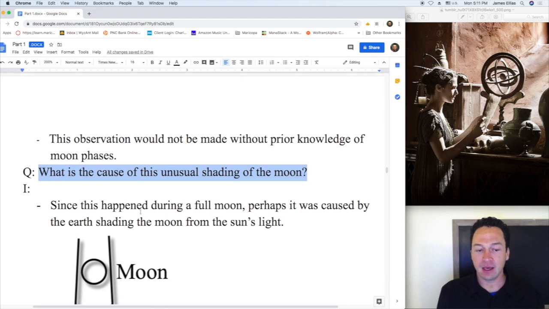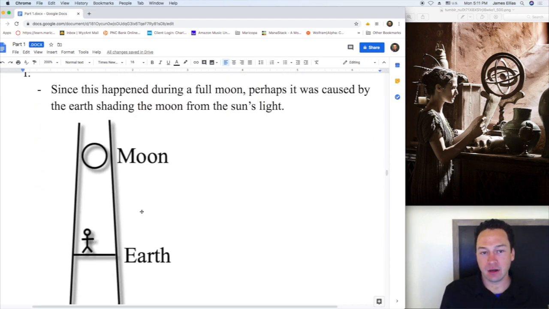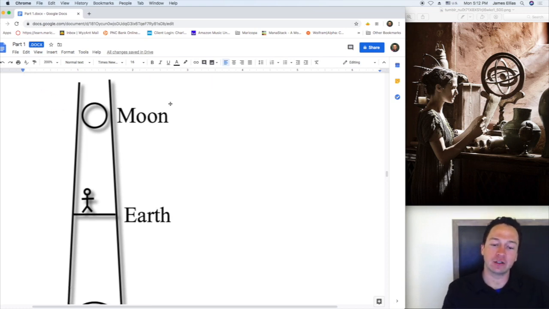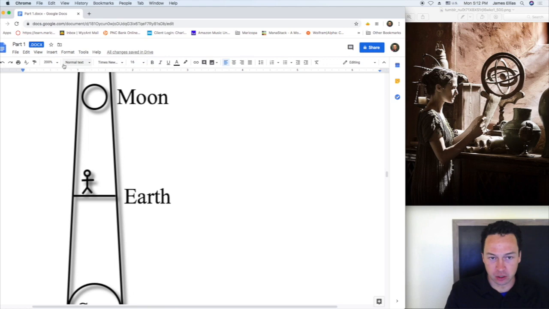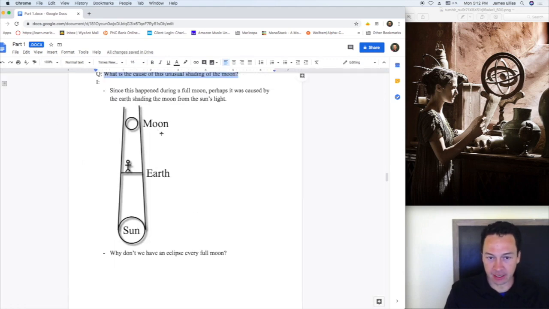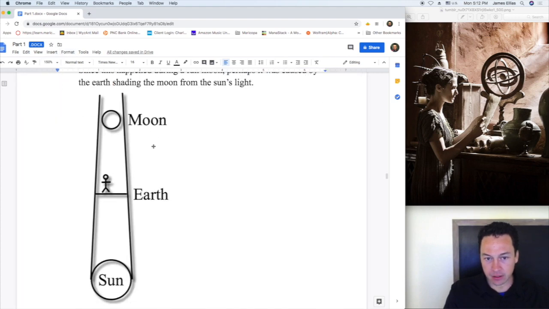Okay, and here's what the nameless Greek genius, let's call him Anthropoclitus again, came up with. Since this happened during a full moon, perhaps it was caused by the earth shading the moon from the sun's light. Perhaps the earth is getting in the way. I've made this too big. Let's zoom out. Okay, take a look at this. Let's make it bigger. All right, take a look.